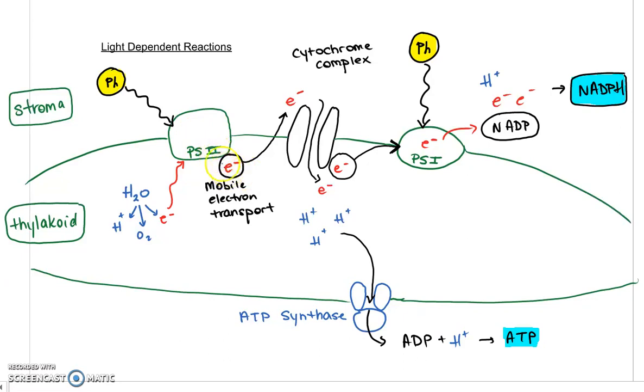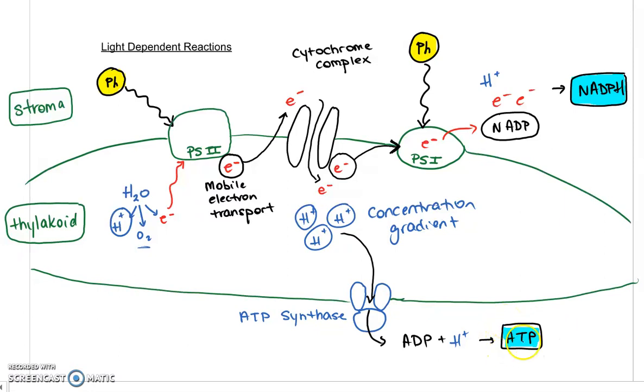This causes the electron to leave photosystem 2, so it has to be replaced. It's replaced by splitting up water, which contributes hydrogen ions, as well as oxygen. The electron gets taken through this cytochrome complex. The point of that is to get even more hydrogens into the thylakoid, creating a concentration gradient. This concentration gradient forces the hydrogen through this ATP synthase, giving us our first energy storage method in ATP.